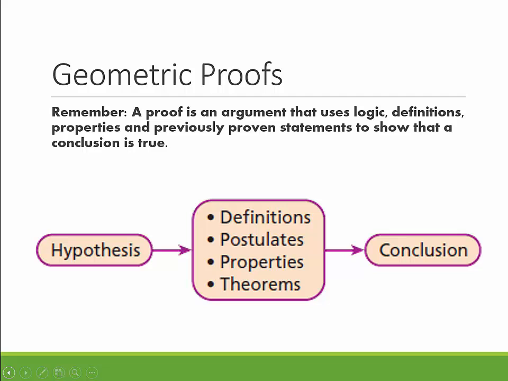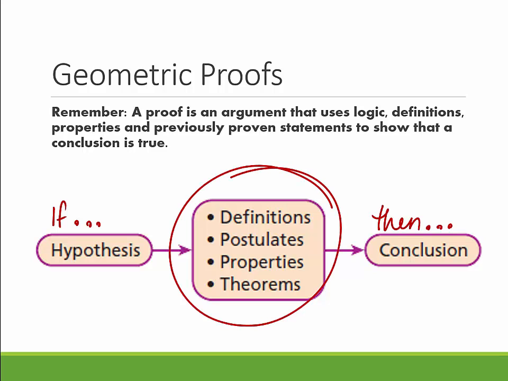So remember that a proof is an argument that uses logic, definitions, properties, and previously proven statements to show that a conclusion is true. So remember back to our conditional statements, we had our hypothesis, and that was written as an if-then statement. So we had if, blah, blah, blah, then blah, blah, blah. The whole point of a proof is to show why, if one thing happens, then the other one does. So this is where we're going to pull in definitions, some postulates we know, any properties we know, and any theorems we have.